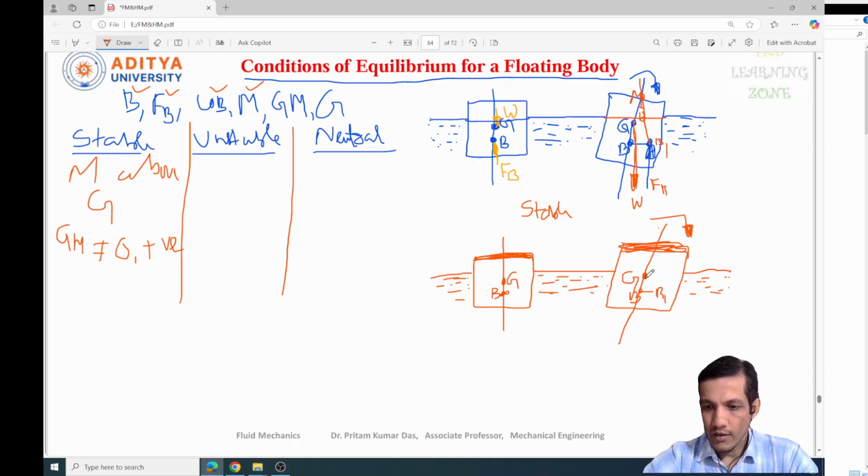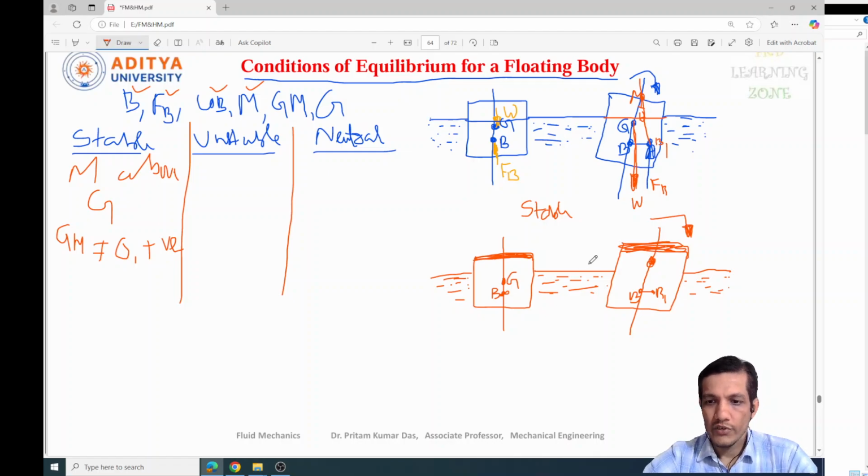Okay, now the G point, let it keep a little bit up. Let it be at some little bit of height, because due to this heavy part at the top, most of the weight will be at this upper side. Okay, let it be drawn there. So the B1 point will be here.